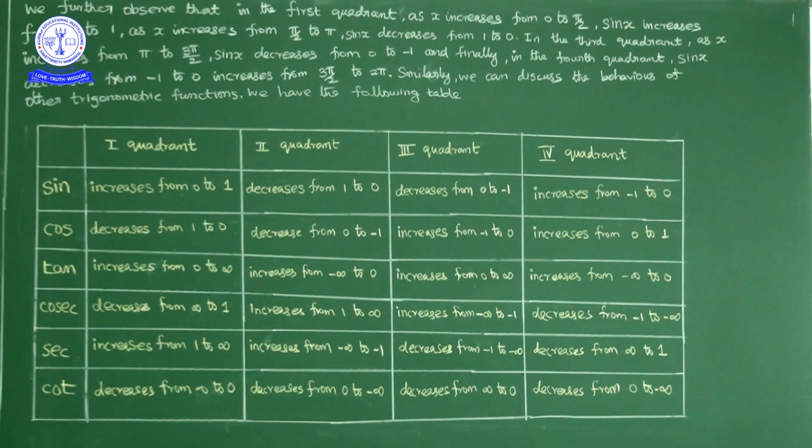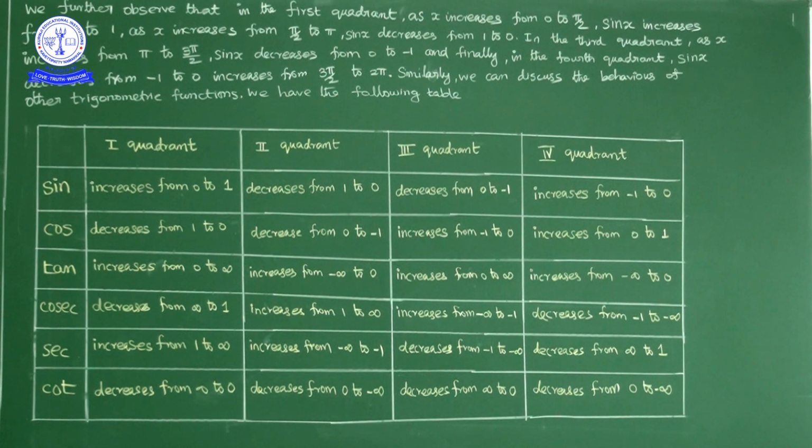Here in the first and second quadrant, sine is positive, in the third and fourth quadrant, sine is negative. Similarly, cosecant is also positive in the first and second quadrant, negative in the third and fourth quadrant. Cos is positive in the first and fourth quadrant, negative in the second and third quadrant. Similarly, secant is also positive in the first and fourth quadrant, negative in the second and third. Tan is positive in the first and third quadrant, negative in the second and fourth. Similarly, cot is positive in the first and third quadrant, negative in the second and fourth.